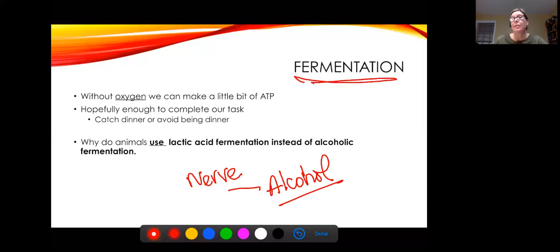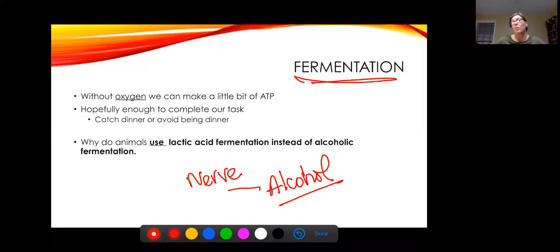Most of you guys are over 21. You know what it's like when you drink. So, would it be a good idea if, when you are chasing that bear and you go into lactic acid fermentation, instead of that, you go into alcoholic fermentation, which means your cells would start producing alcohol, which would then impair your nerve function, which then you might think, oh, that is a very cute bear. I want to give it a hug, and you die.